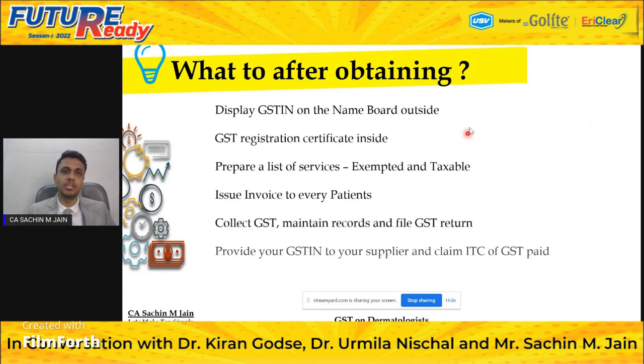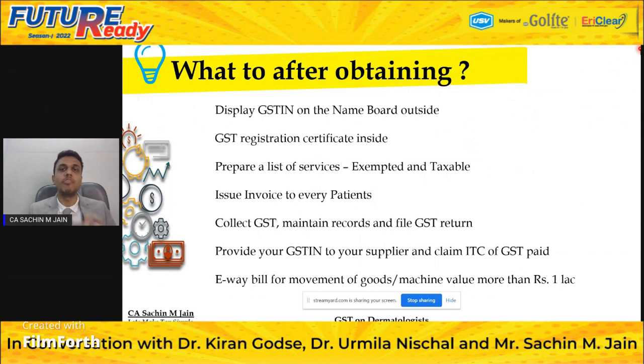It's important to know what we need to do after obtaining the GST number. There are a few important points we need to take care of, like having the GST certificate in place. We need to prepare and issue an invoice to each and every patient. We need to collect GST, maintain all the records, file the GST return and make the payments on a timely basis. We also need to provide our GST number to suppliers from whom we buy consumables or machinery, so that we can claim the GST benefit, the ITC, of the GST paid. Now, what is ITC? We'll discuss it ahead.